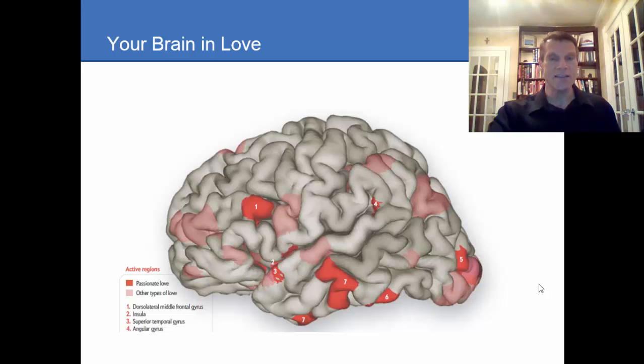You can also see there's some activity back in the occipital lobe, and that activity is probably when we're thinking and visualizing that person we love. There's also some high activity back in the frontal lobe because we're thinking about the person we love. So there's some distinctly different activity when a person in love thinks about the object of his affection.